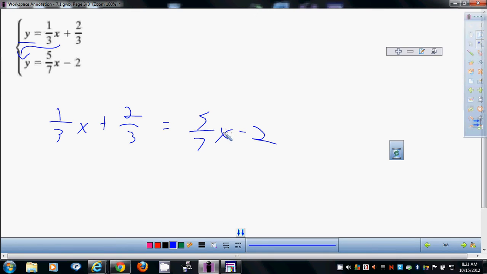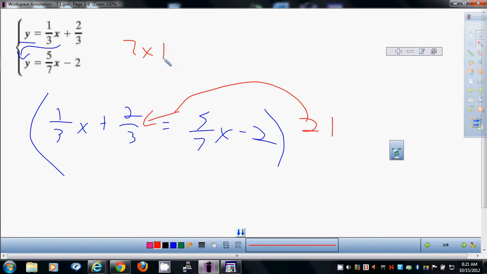Now, when I was a young boy, I was taught that anytime I had a whole bunch of different fractions, it's easiest just to knock them all out at once by multiplying the whole thing by a common denominator. What is the common denominator here? What is the number that both 3 and 7 go into? 21. Let's multiply the whole thing by 21. So 21 times every single piece. 21 times this, 21 over 3 is 7x. 21 times 2/3 is 14. 21 times 5/7 is 15x. 21 times negative 2 is negative 42.